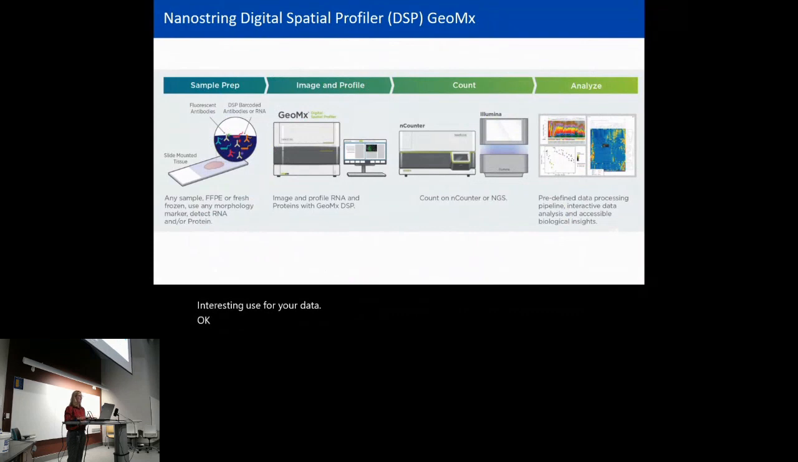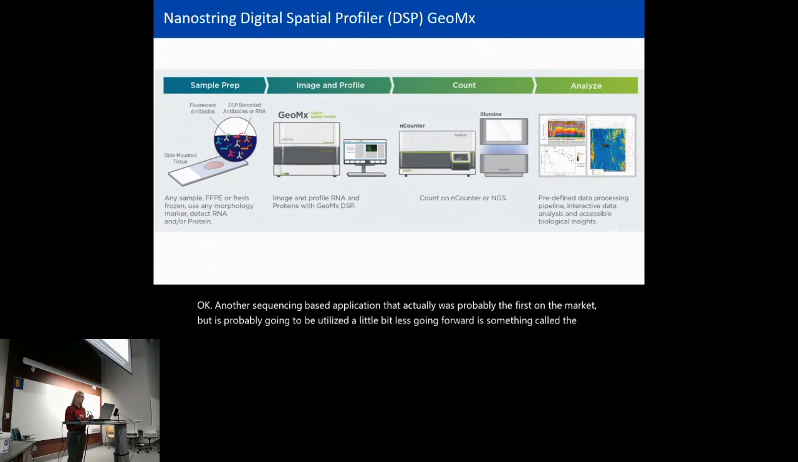Another sequencing-based application that actually was probably the first on the market, but is probably going to be utilized a little bit less going forward, is something called the NanoString DSP Geomics. This is a system where you can actually select regions of interest to pull out either barcoded antibody or barcoded transcript probes. Initially this was set up to be a small scale probe-based situation with an nCounter, but they rapidly transitioned it to a whole transcriptome probe library that they generated, and then you could do that on an NGS technology.